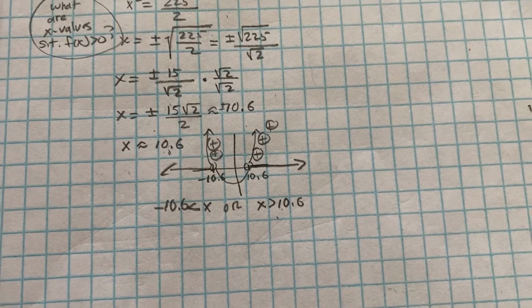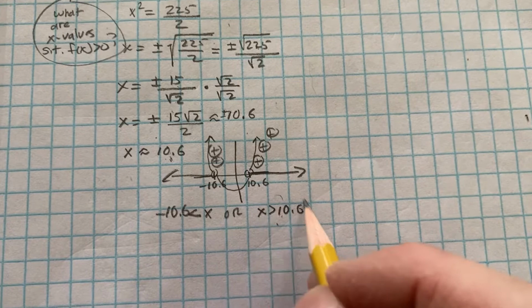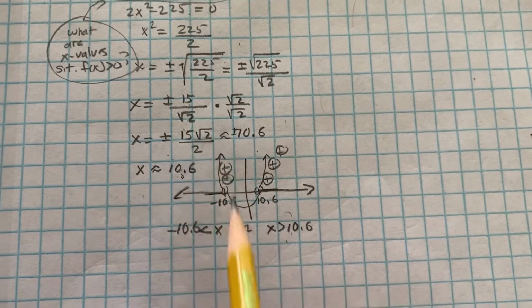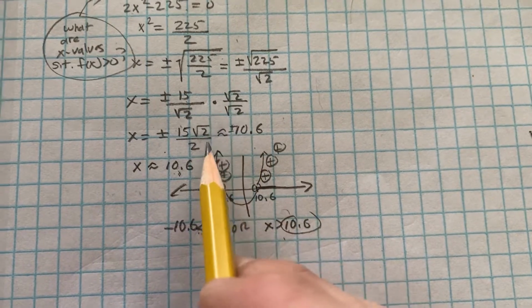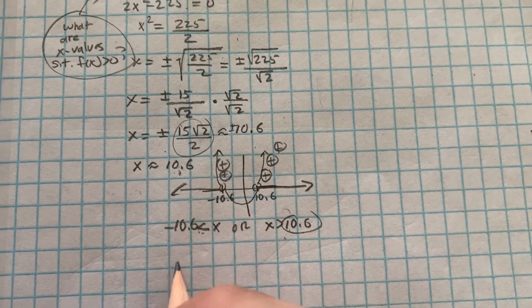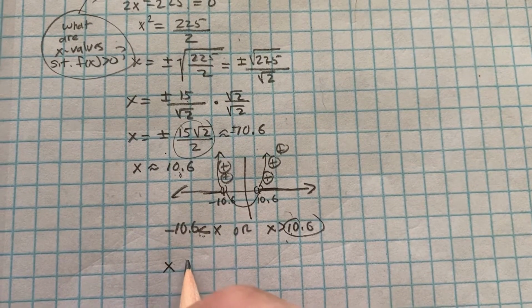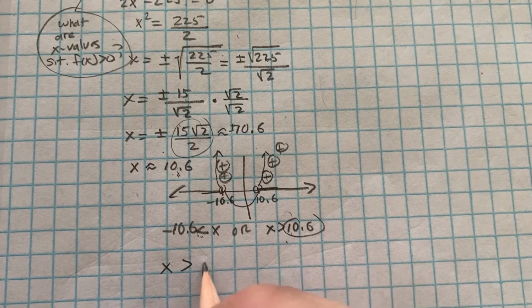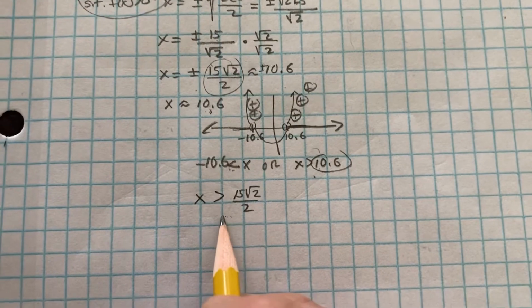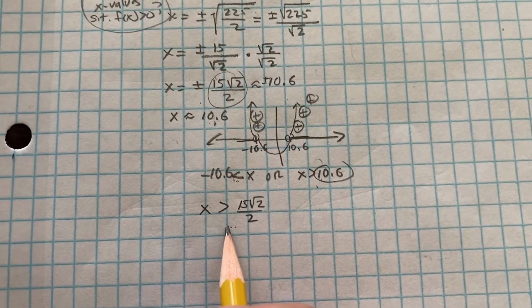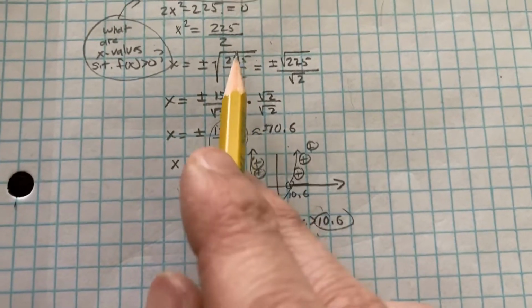But again, in the context of this problem, it makes no sense to have a negative 10.6. So this 10.6 is basically just my 15 root 2 over 2. So I have the upper bound, or sorry, the lower bound. 10.6 is about, the exact answer is 15 root 2 over 2. I want to write this because this is a problem in your practice C worksheet. And I showed you how to simplify.